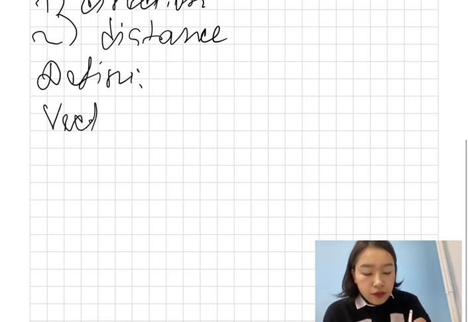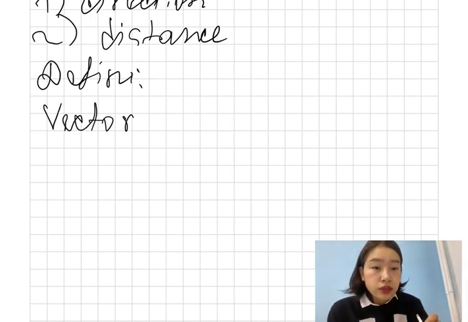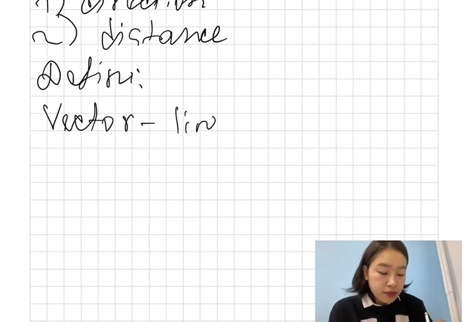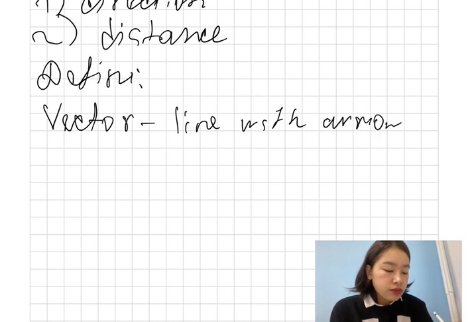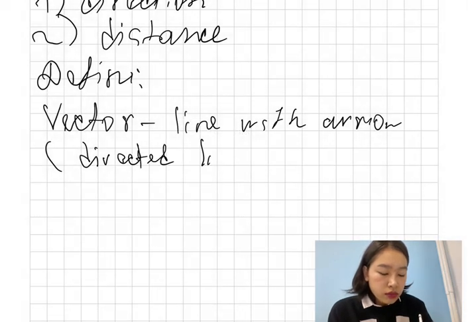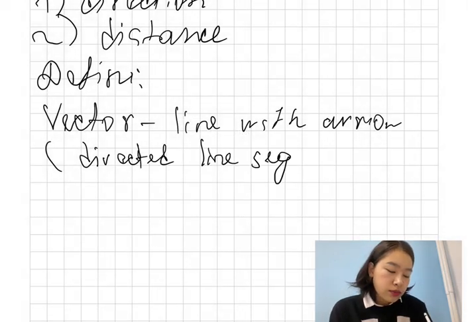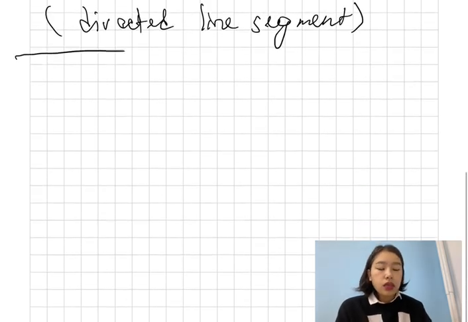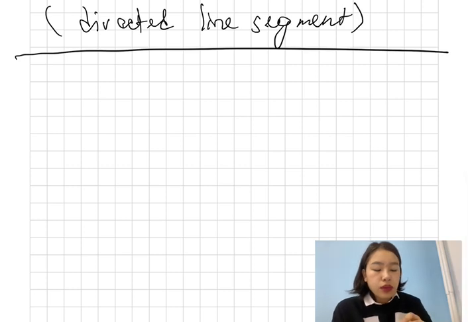will be what? The vector is a directed line segment in the plane. Line with an arrow, just an easy, or directed line segment. And here we have the length of the vector.